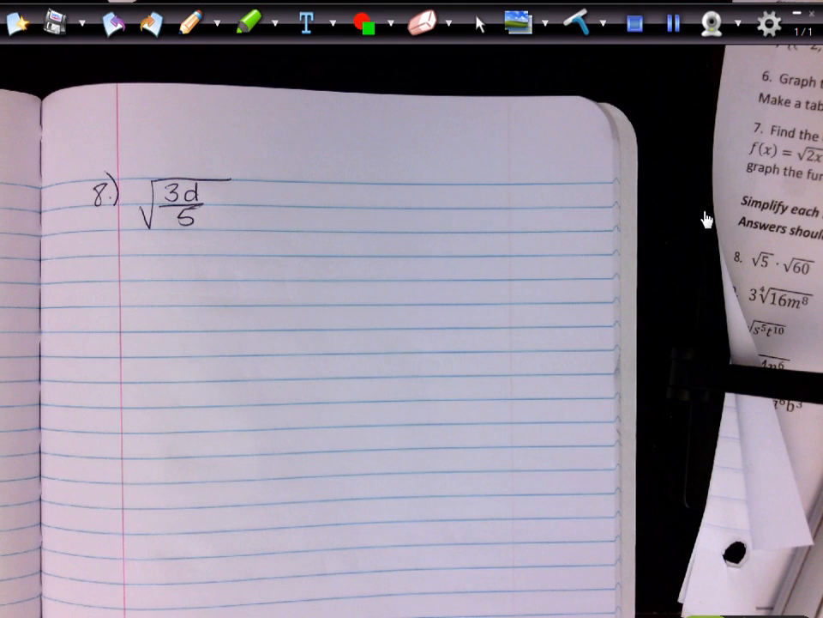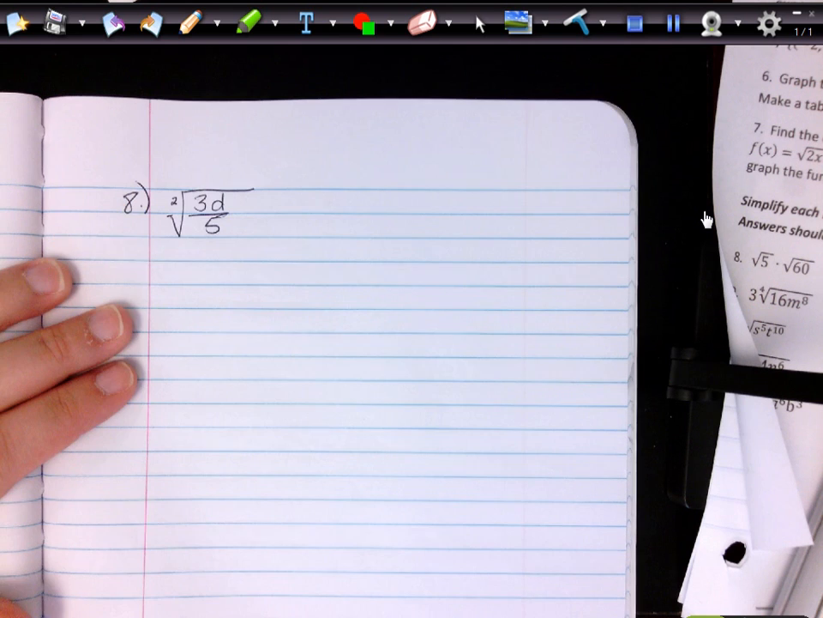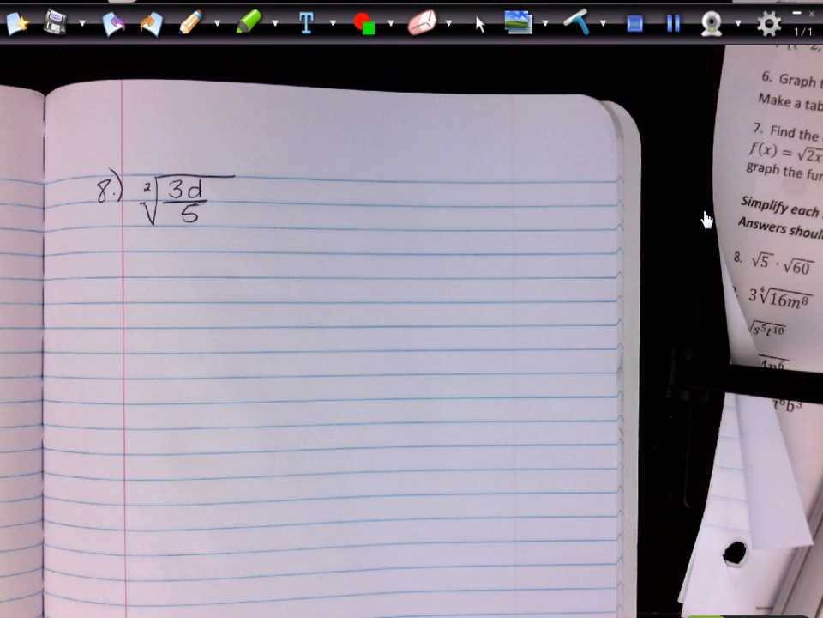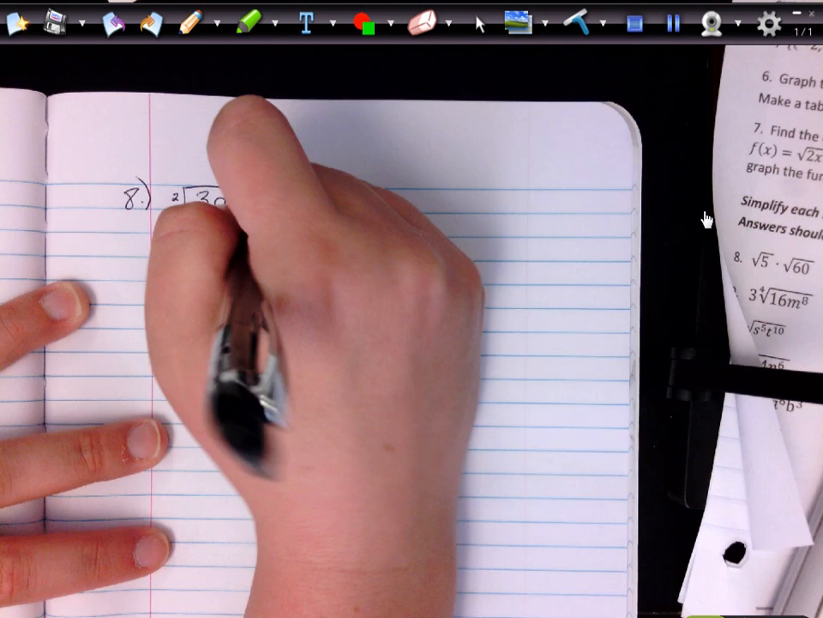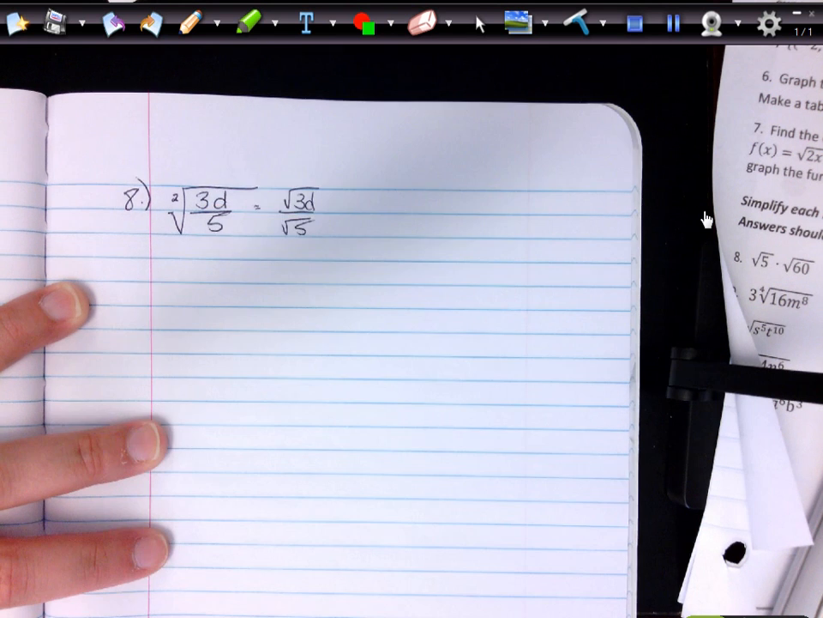All right, go ahead and write down number 8. We have the square root of 3d over 5. Now this time I don't have an index here, so I automatically know it's a 2, so I can write in a 2. So anytime you don't see an index, you can write in a 2. Now I can't reduce 3 and 5, so I'm going to go ahead and split it up and say the square root of 3d over the square root of 5.